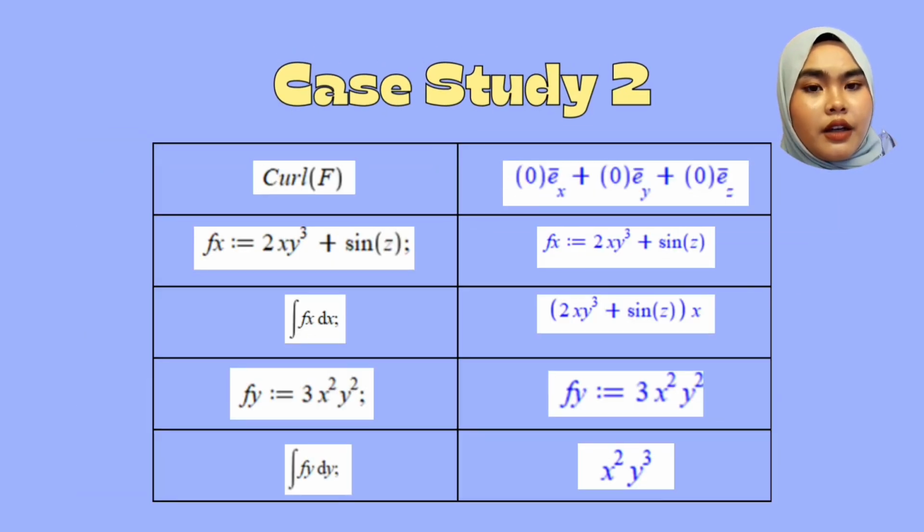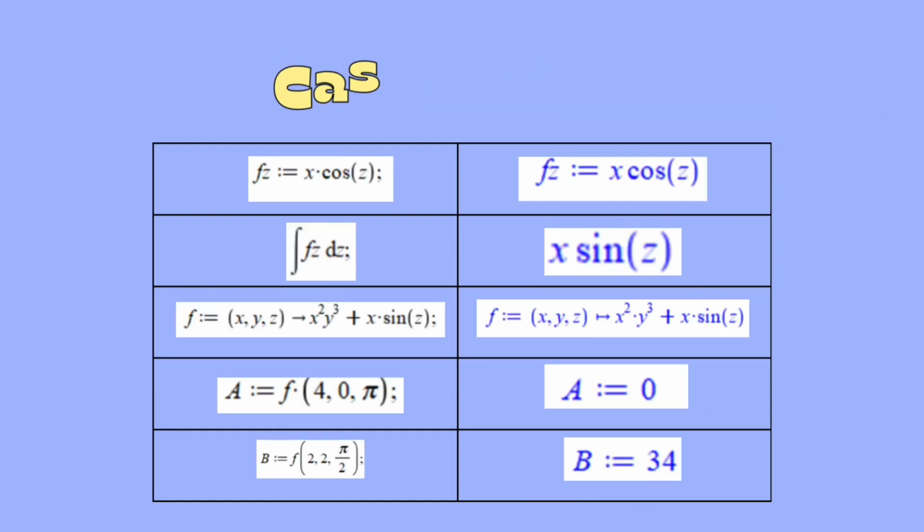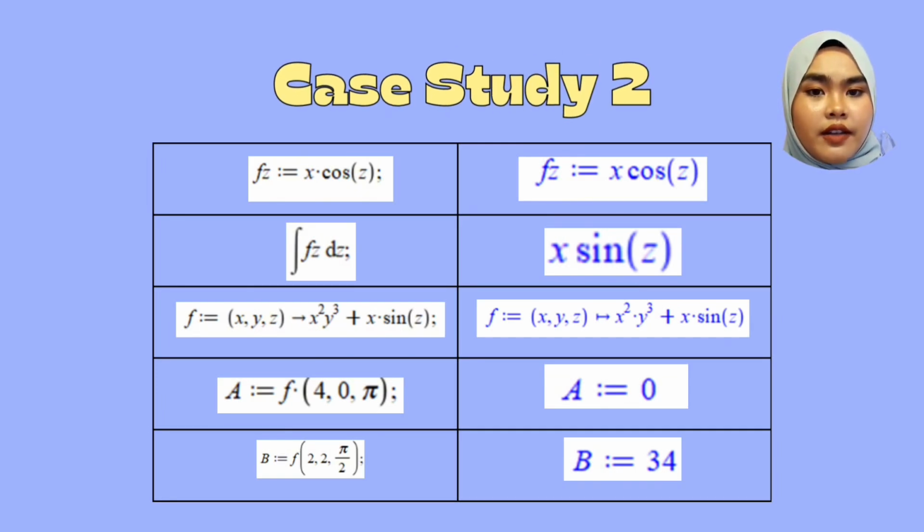To prove that it's conservative, we use curl F, and we got 0x plus 0y plus 0z, which means F is conservative, therefore the integral is independent of path. Then to check its potential function, we take fx equal to 2xy cubed plus sin z and integrate it, and we got the result like that. Then fy equal to 3x squared y squared, and we integrate, and we got that. Then fz equal to x cos z, and we integrate fz, which gives x sin z. And then we got f(x,y,z) equal to x squared y cubed plus x sin z.